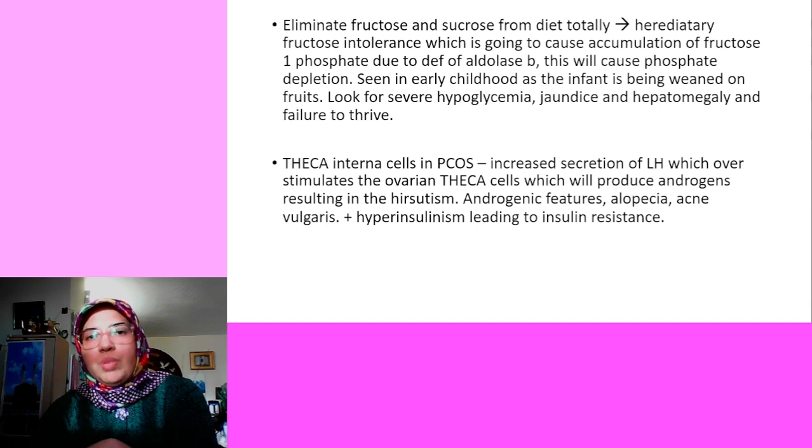You're going to have definitely a patient who's much younger, who's being weaned, and you introduce fruit to their diet, then they have all of these symptoms of severe hypoglycemia, jaundice, hepatomegaly, failure to thrive.